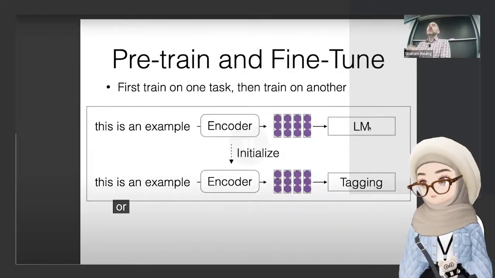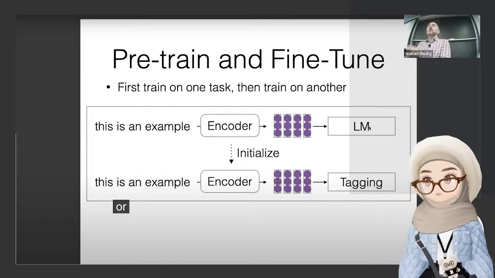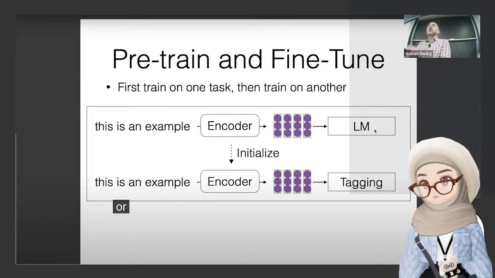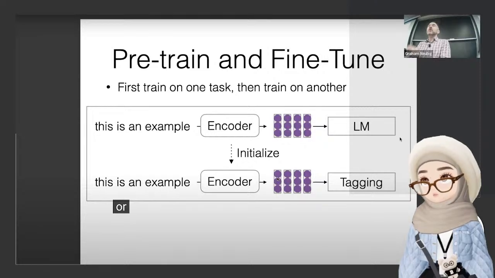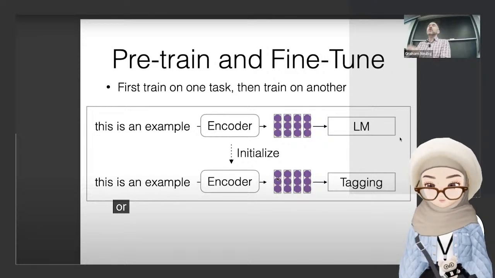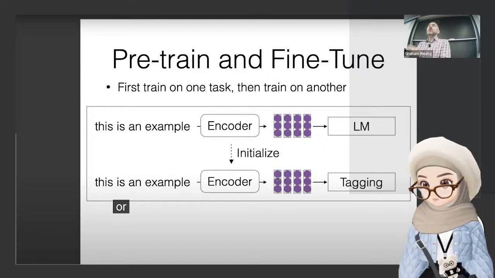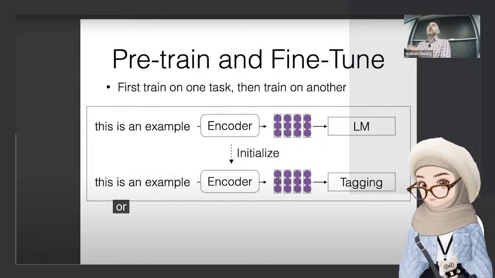Base models. A base model may not exist for your extremely specific task. Or the base model is only in a different language and you're trying to do it for another language. Not that this happens anyway. All languages have resources equally.